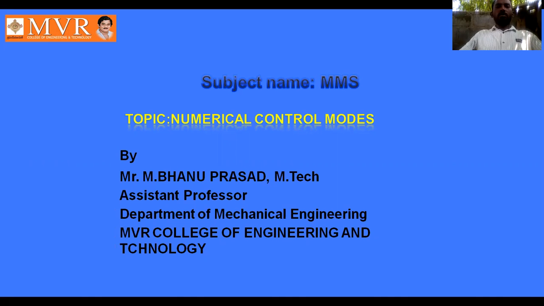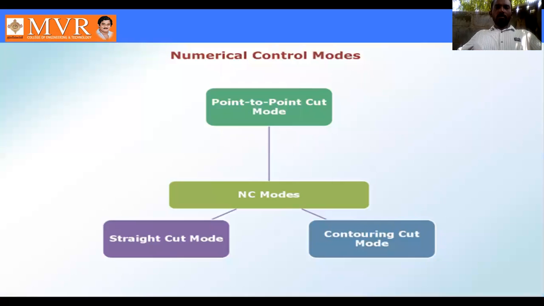Coming to today's topic, numerical control modes. In the previous class, we saw that NC modes are generally of four types, step by step. These are the program functioning modes. Coming to the numerical control modes, these are the control modes. The first is the straight cut mode, the second is the contouring cut mode, and the third is the point to point cut mode. So these are the three types of NC modes.